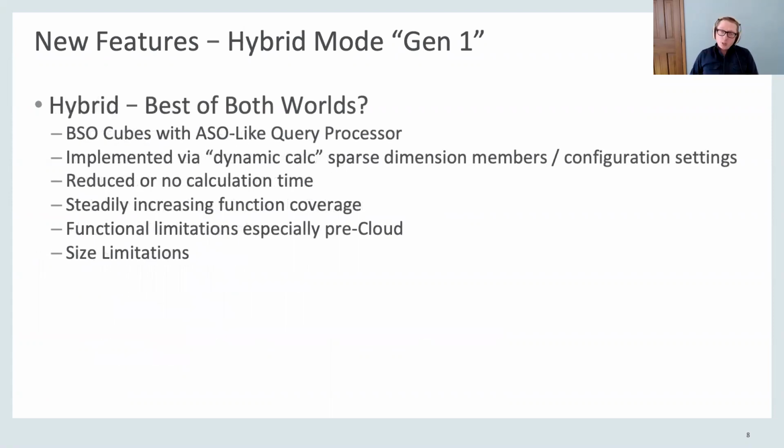So Hybrid, which arrived in 2014, I think, 11.1.2.3.500, is an attempt to combine the best of both of these models. So we still have BSO cubes, but we have an ASO-like query processor sat on top of them. It's implemented by making upper-level members in your Essbase cube dynamic calc in sparse dimensions, and then turning on a configuration setting. In 21c, that configuration setting is on by default. In earlier versions and on-prem, it wasn't.